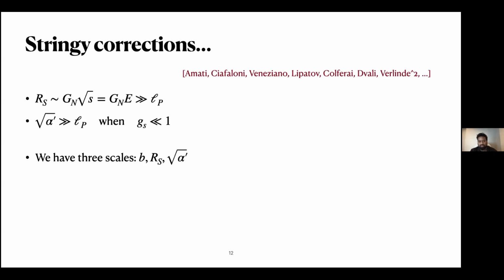There's the impact parameter, there's the Schwarzschild radius associated to the scattering, and the string length. The eikonal regime that I just talked about is when the impact parameter is much bigger than the Schwarzschild radius and also the string length. These can, of course, be corrected perturbatively by R_S over b or string length over b corrections.